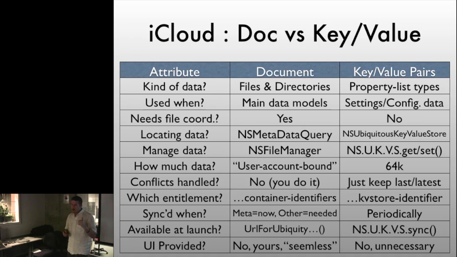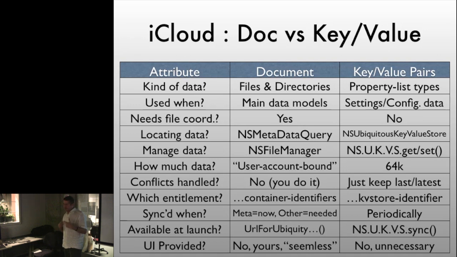Which entitlement? The entitlement functionality that you use to access your data securely and specifically for your application, and I'm going to talk about that towards the end. For document-based storage, it's container identifiers that are specific to your application. For key value pairs, it's .kv store identifiers, and I'll show you some of the examples of these later on.